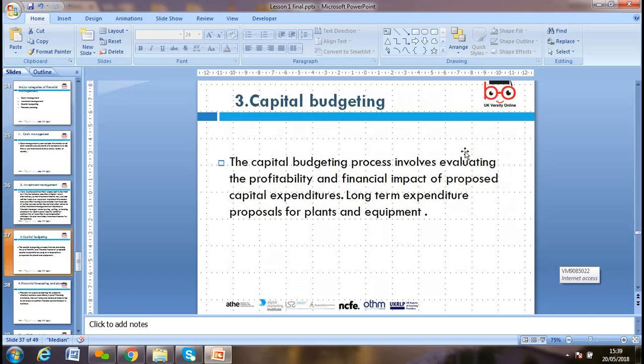Capital budgeting is the process of evaluating the profitability and the financial impact of a proposed capital expenditure. Capital expenditure means money being invested in the business as an asset, like extension of a building, construction of a new building, buying a new building, buying new machinery, property, plant, equipment. All these are capital expenditures. Any question? Yeah.